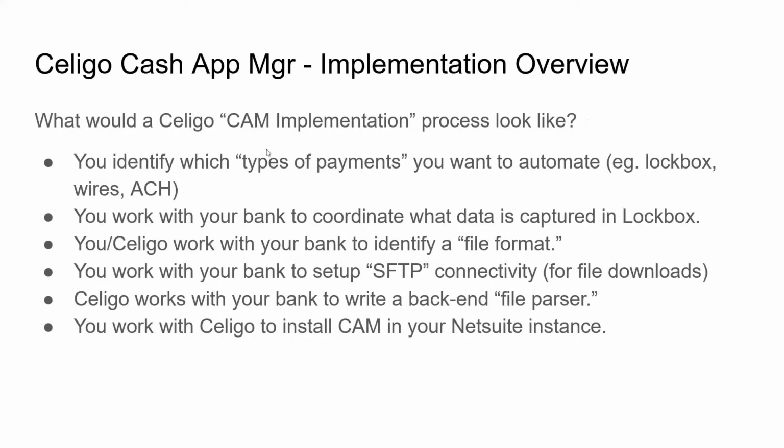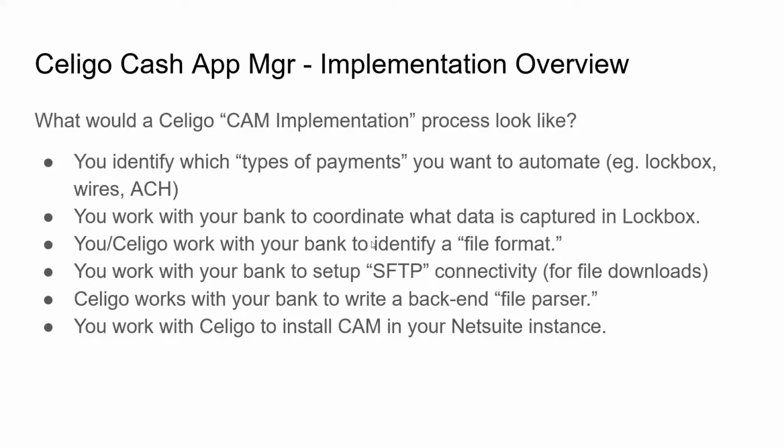So high level, if you were to do Celigo Cash App Manager, what does that process look like? So first, you would identify what kinds of payments you want Celigo to work with. Do you just want Lockbox or do you also want wires and ACH? You would then work with your bank and say, hey, I want to digitally or automatically get receivables info for Lockbox and wires and ACH, or just Lockbox, whatever. But you work with your bank and say, do you have that capability?